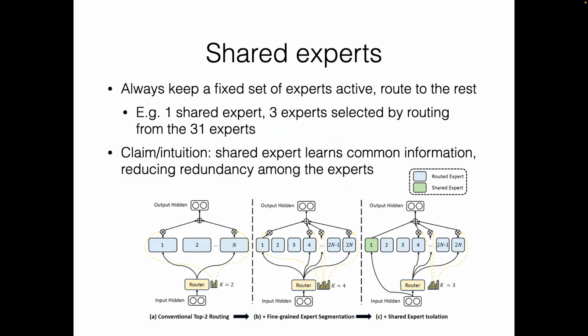Then another thing you could do is, intuitively, think about what the model's learning, and maybe there's actually a lot of shared information that's required to, say, predict the next token. And so maybe there's some redundancy between these different experts. In this DeepSeek paper, they had the hypothesis that maybe it's good to just always route to one or say two experts. That'll be called the shared expert. And then for the rest, you again have this dynamic routing that depends on the input.